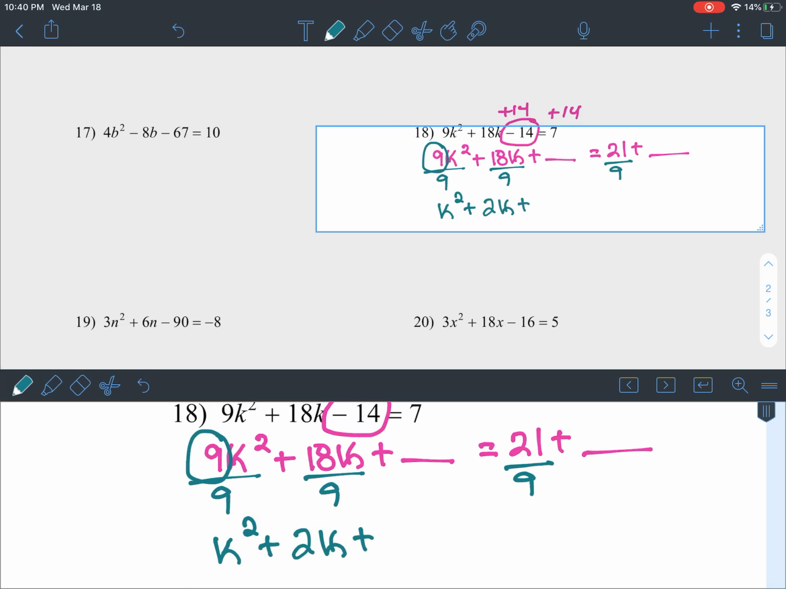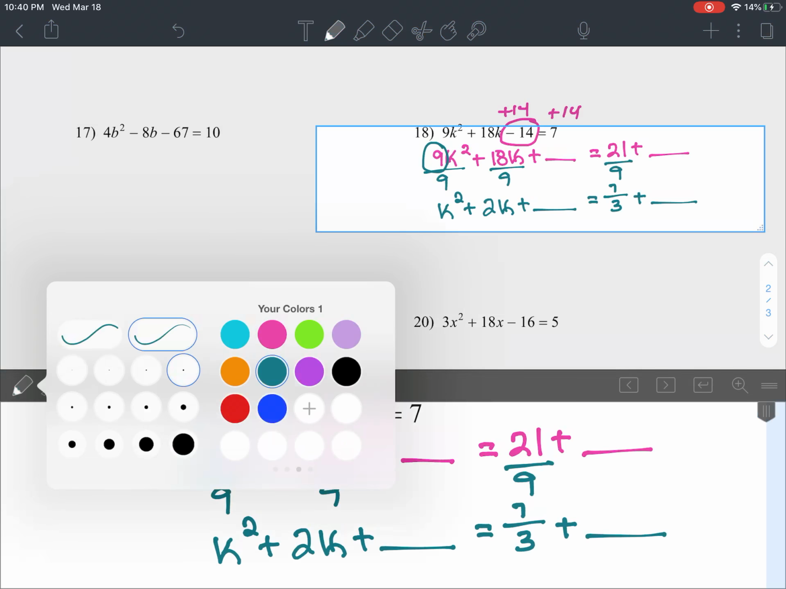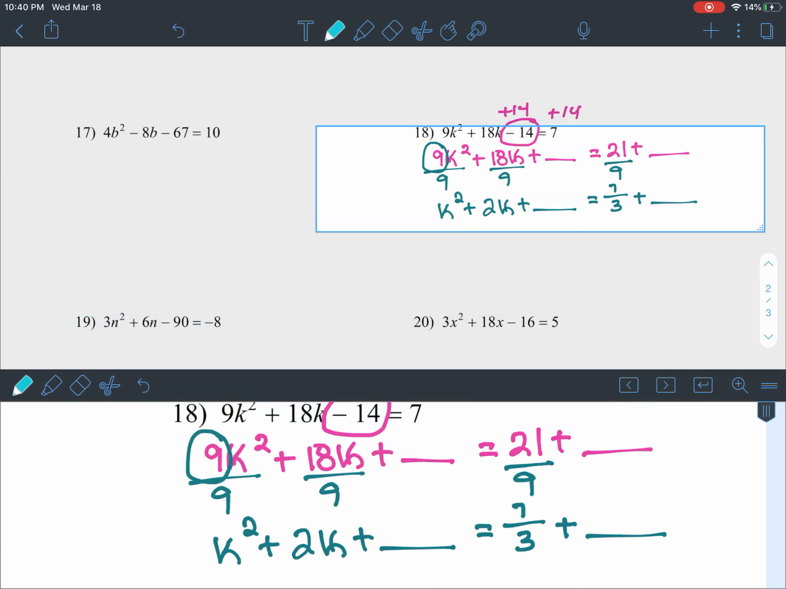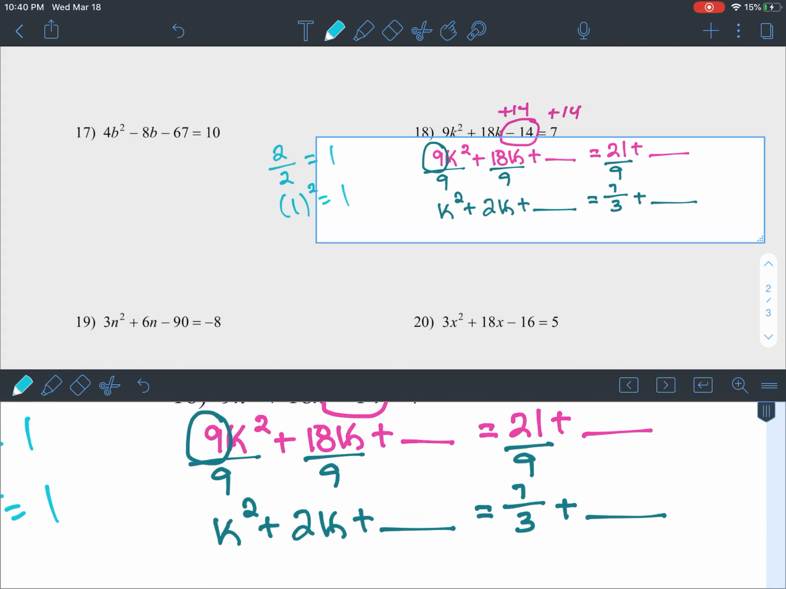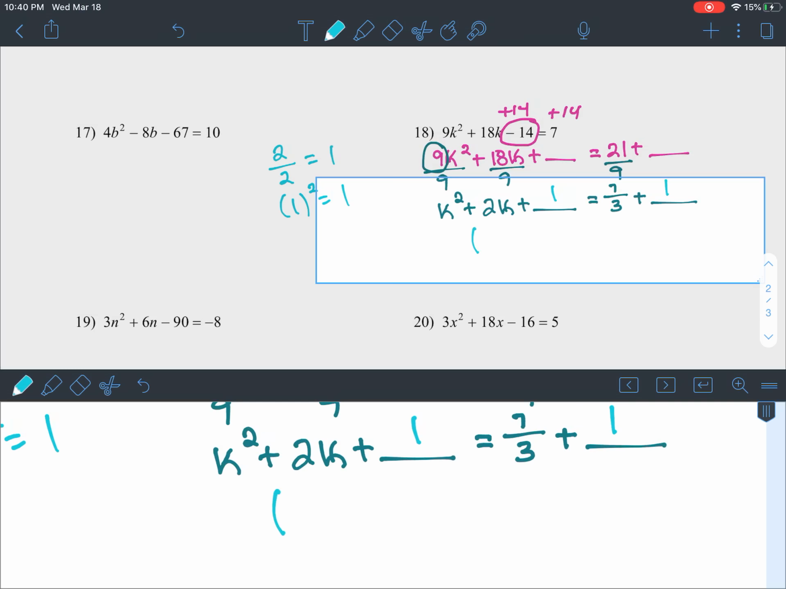So we get k squared plus 2k plus something equals, and I'm just going to simplify this a little bit. So 3 goes into both of them. So 27 divided by 3 gives me 7, and 9 divided by 3 gives me 3. So I'm left with 7/3 here. And then we're going to figure out what goes in our blank by taking our b value, dividing it by 2, and then squaring that answer. So 1 is what I'm going to put in these blanks here.